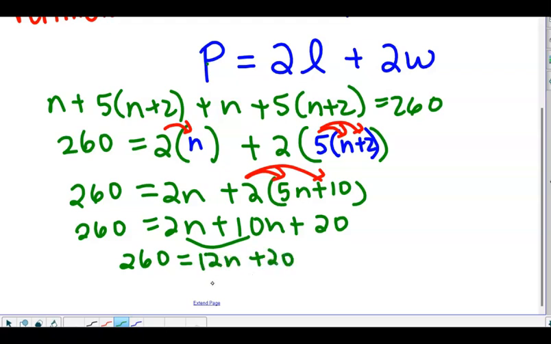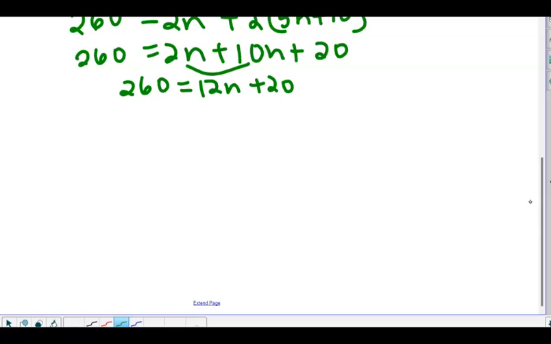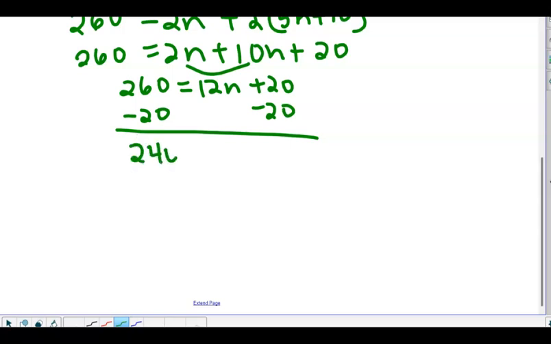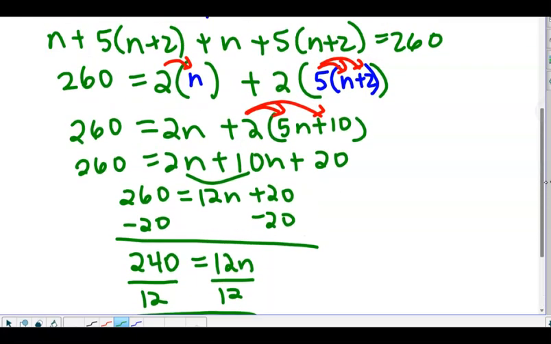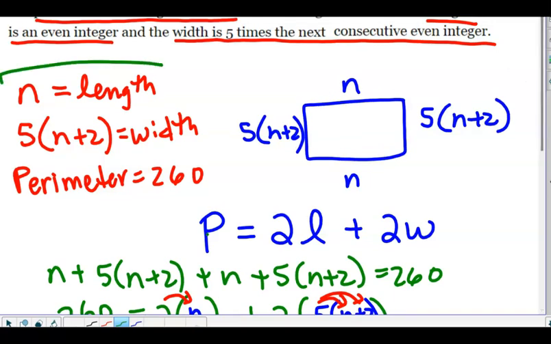I'm going to subtract 20 from both sides. So let's see, subtract 20 from both sides. I'm going to get 240 is equal to 12n. Divide both sides by 12, and that's going to leave me with 20. So n is 20. Scroll all the way back up. And what is n again? The length. So the length is 20. But the width is 5 times 20 plus 2. So 5 times 22.